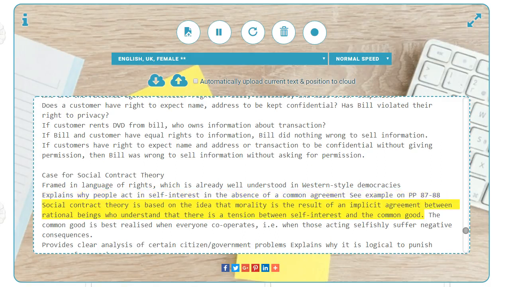Social contract theory is based on the idea that morality is the result of an implicit agreement between rational beings who understand that there is a tension between self-interest and the common good. The common good is best realized when everyone cooperates, i.e., when those acting selfishly suffer negative consequences. It provides a clear analysis of certain citizen and government problems. It explains why it is logical to punish someone for a crime.